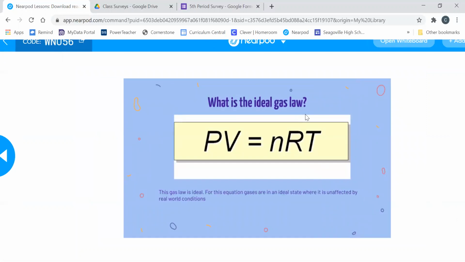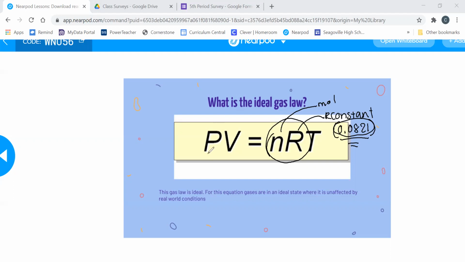And the only difference that this one has from the other ones is that it uses these two new ones, the N and the R. So the N is going to equal moles, and the R is going to be something called the R constant. If you don't already know, this is always going to be 0.0821. You don't have to remember this number, but just know that whenever you see R, you have to plug in the number, and it should be this one.